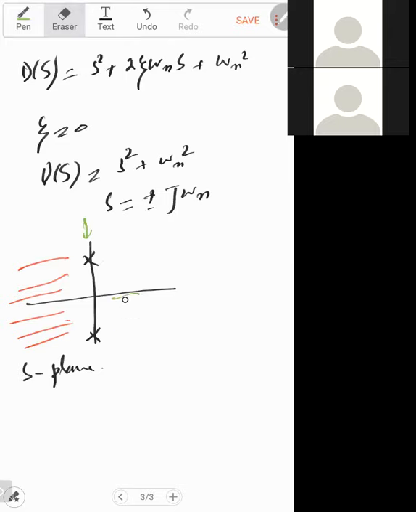So let us consider this one. In this case, you see that the poles lie on the imaginary axis. So it is neither in the right hand side nor in the left hand side. So it is just on the boundary of the left and right hand side of the S plane. So in this case, we call it the marginally stable or the undamped case.